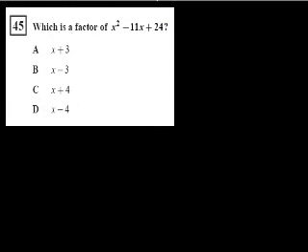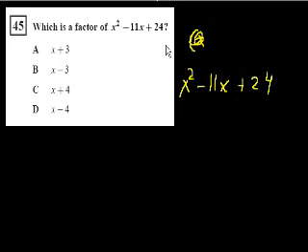Which is a factor of x squared minus 11x plus 24? So there's two ways to do it. You could just factor this, and that's the easiest way, or you could test for zeros, but we'll just factor. So x squared minus 11x plus 24. Just like the last problem, you have to say, what two numbers, when I add them, equal minus 11, and when I multiply them, equal positive 24?